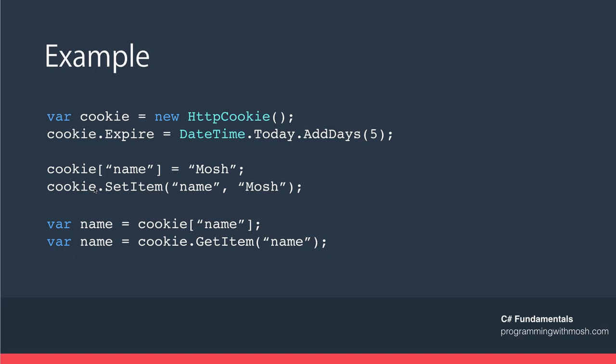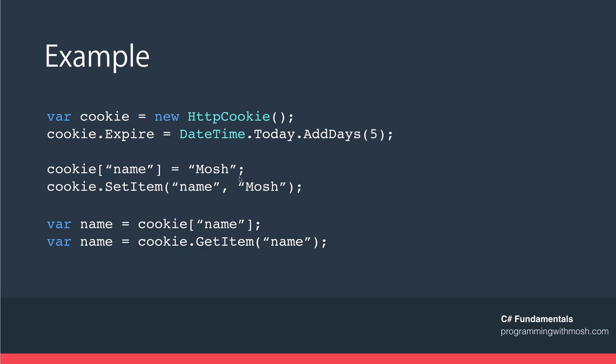Now the code that consumes our HTTP cookie class might look something like this. Here we are creating an instance of the HTTP cookie class. We set the expiry date, and here is where we can use an indexer. With this indexer, I'm specifying that the name of the user is Mosh. Without an indexer, we have to write a method like setItem here and pass a key and a value. You see that achieving the same thing with an indexer is easier and requires less code.